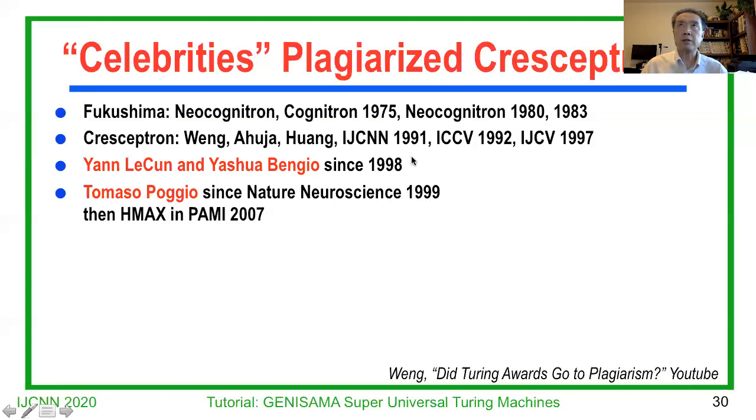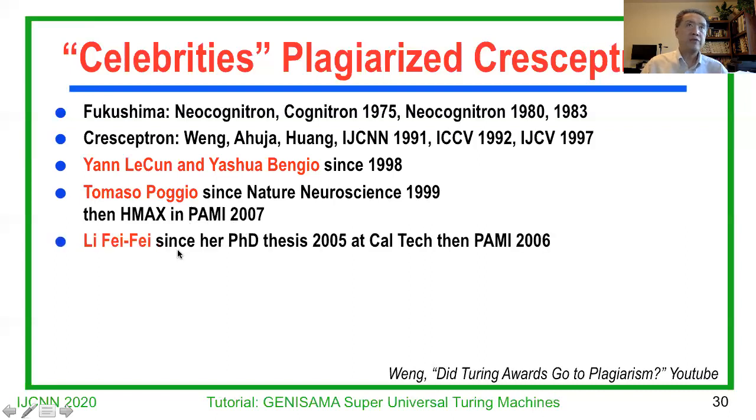Poggio and colleagues in Nature Neuroscience had a paper using the idea of max pooling, all right, in 1999. So that's how many years? This is like 8 years after. And HMAX, that's 8 years, even more. Li Fei-Fei's PhD was in 2005, and she used the first idea of Cresceptron and others without citing it. And she later published her work in PAMI 2006, adding another second author.